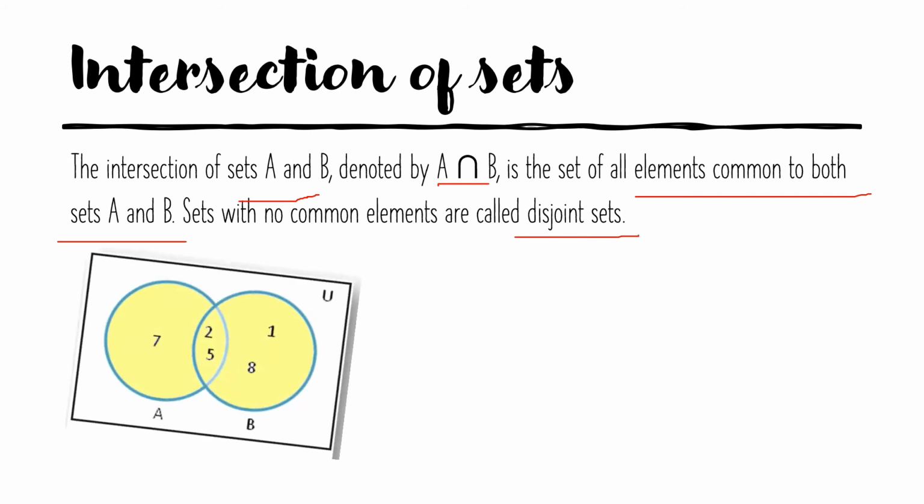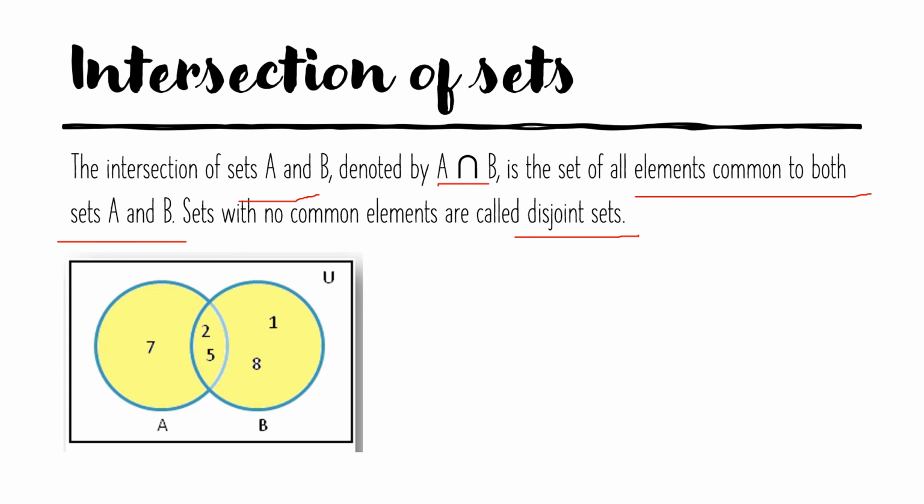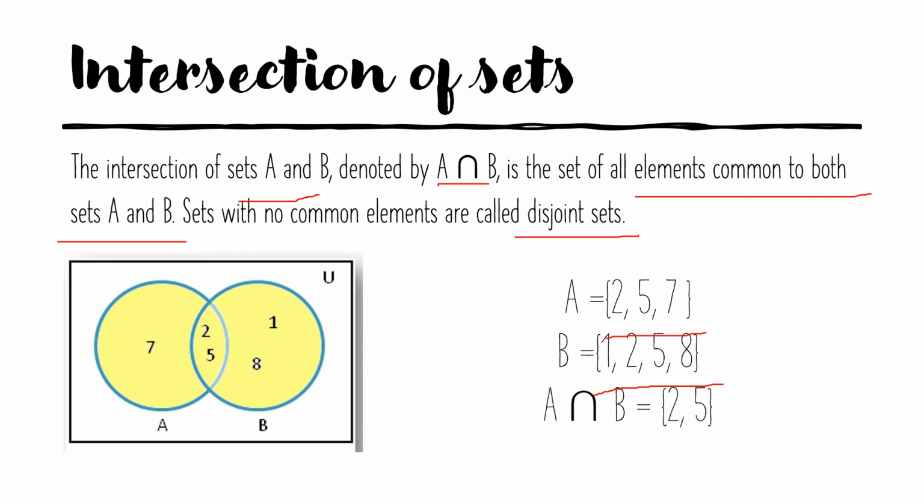So let's have this example. We have set A and set B. The elements of set A are 2, 5, 7. The elements of set B are 1, 2, 5, 8. To get the intersection of sets A and B, all you have to do is get the common elements of the two sets. The common elements are 2 and 5. So therefore, the intersection of A and B has the elements 2 and 5.